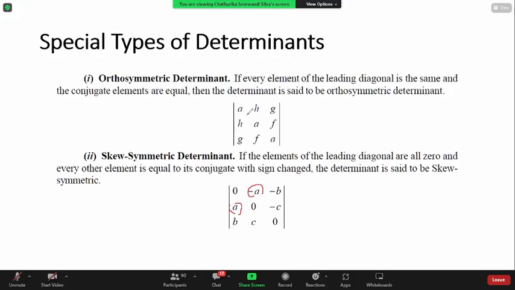Here also, this is not only the property of a symmetric matrix but of a symmetric determinant, because a symmetric matrix has fewer properties than this. For a symmetric matrix we only consider conjugate elements being equal. Here the conjugate elements are equal with a negative sign. But other than that, here the leading diagonal element must be the same for the orthosymmetric determinant. In the skew-symmetric determinant, all the elements of the leading diagonal should be zero. Then only it can be considered a skew-symmetric determinant.